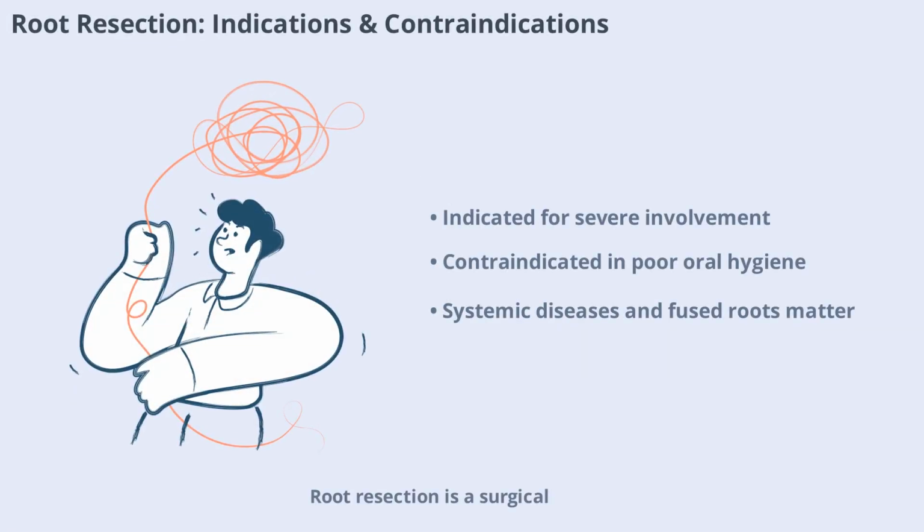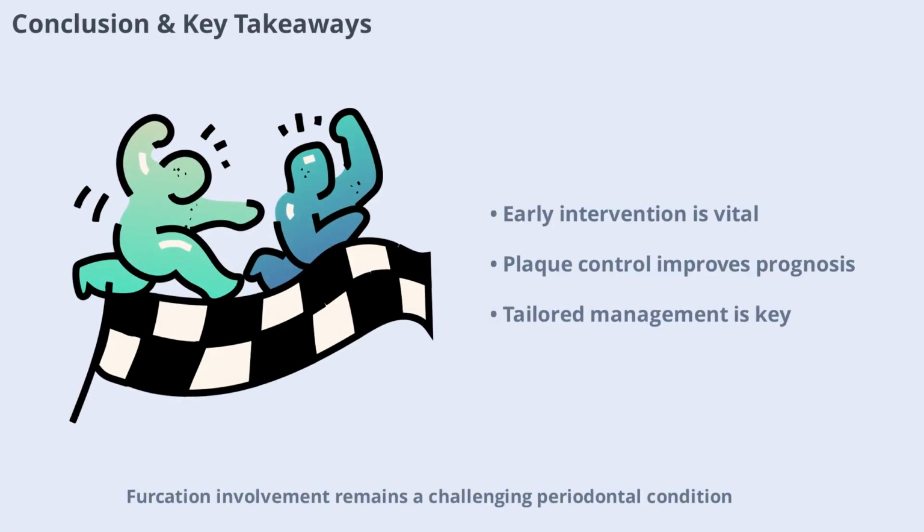Root resection is a surgical procedure reserved for severe furcation involvement, advanced bone loss, or untreatable root defects. However, it is not suitable for every patient. Contraindications include poor oral hygiene, systemic diseases that affect healing, fused roots, and untreatable endodontic conditions. Careful patient selection and thorough assessment are essential to ensure the best possible outcome when considering root resection as a treatment option. Furcation involvement remains a challenging periodontal condition that requires careful diagnosis and tailored management.